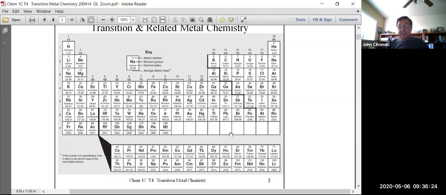So in this row, to have an element life of like 10 to the minus third second is not uncommon. In fact, it's probably one of the longer lived ones then, okay? So again, we are going to be focusing on these three rows from scandium to zinc and then down to mercury.